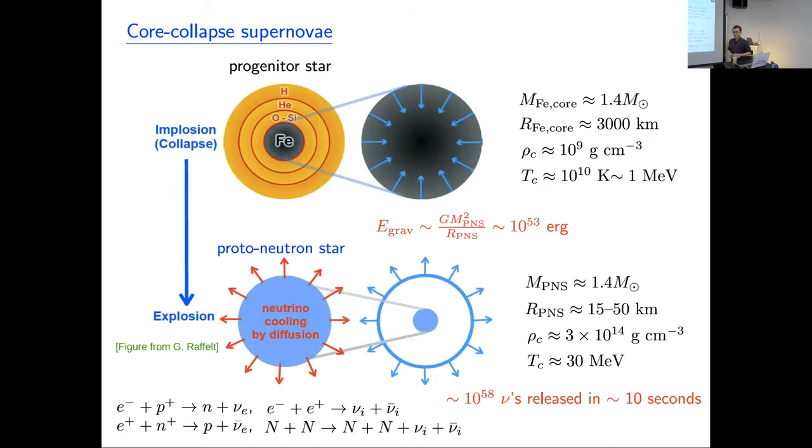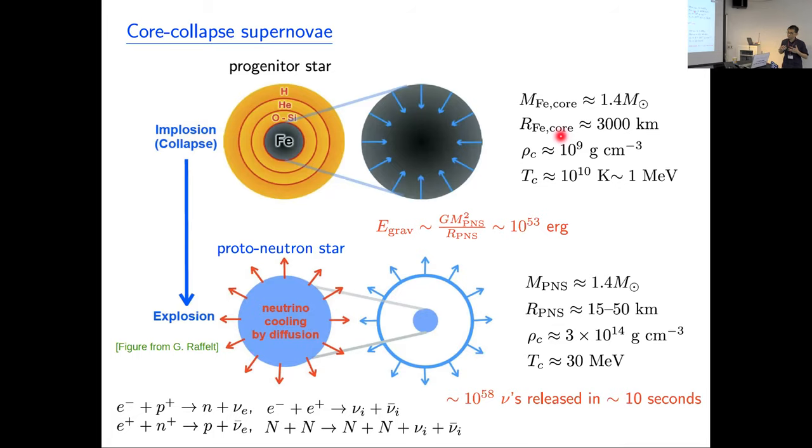All right, so what is the physical mechanism driving supernovae? It can be basically summarized in one plot like this. Initially you have a progenitor star with a central iron core that is becoming a degenerate electron gas of relativistic electrons. The iron core size is about a few thousand kilometers, and the core density and temperature are indicated here. For such a system supported by electron degeneracy pressure, there's a maximum mass that can be supported, namely the Chandrasekhar mass, which is about 1.4 solar masses.